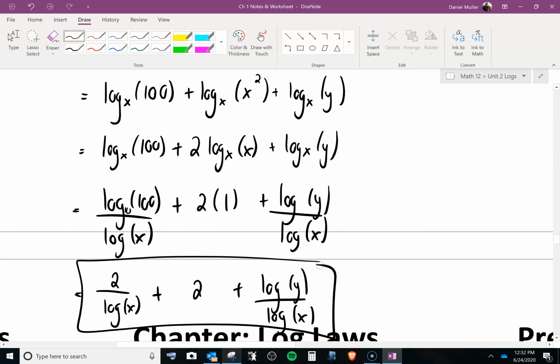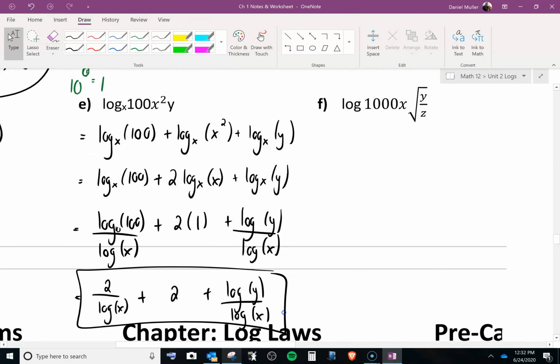I'm fine with that. Though if you look in the notes, you'll see that this left term and this right term I've combined to be 2 plus log y all over log of x. So if you wanted to write that, you could, but it's not necessary.